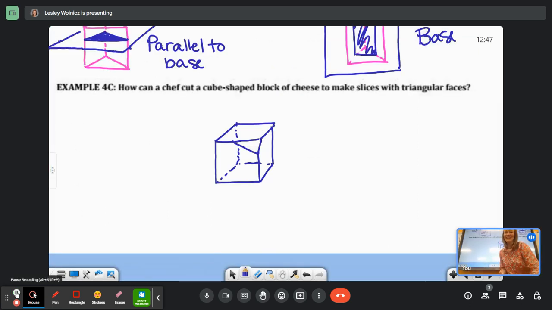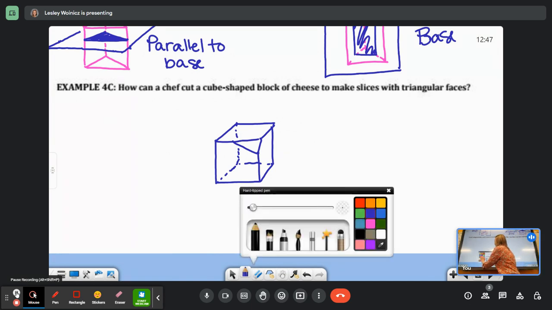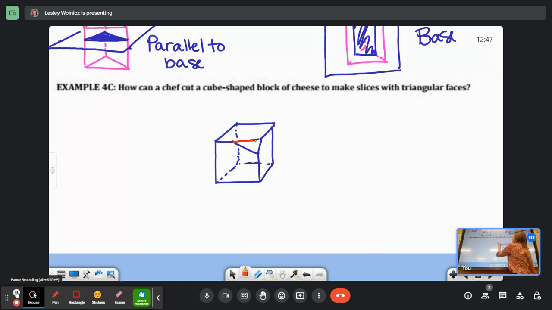I know that you are anxiously awaiting the conclusion of this video of how can you cut a cube-shaped block of cheese to make slices with a triangular face, and one of my kids figured it out, and it's like this. There's your triangular face.